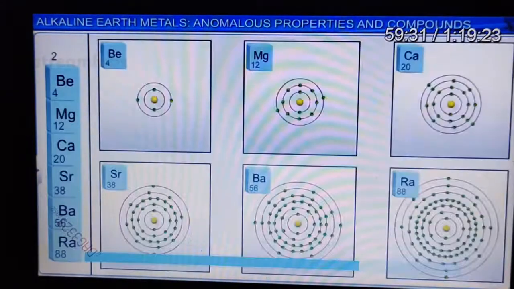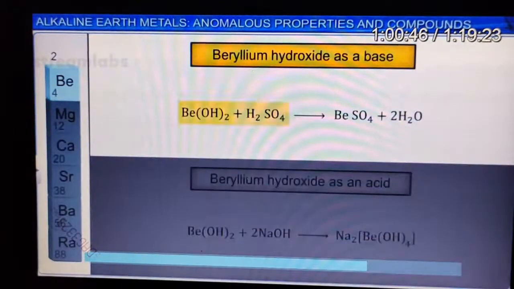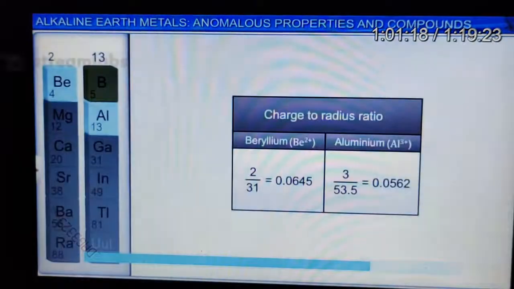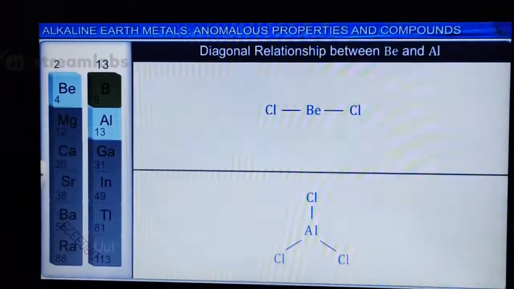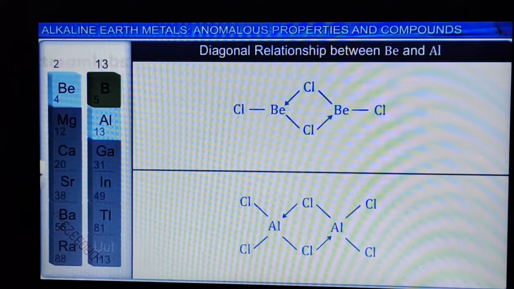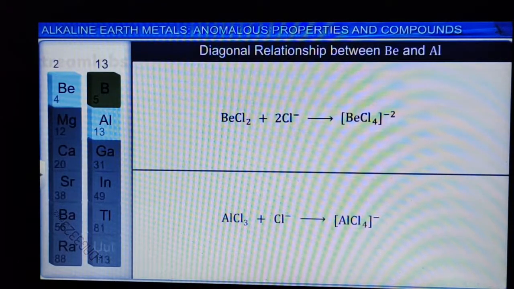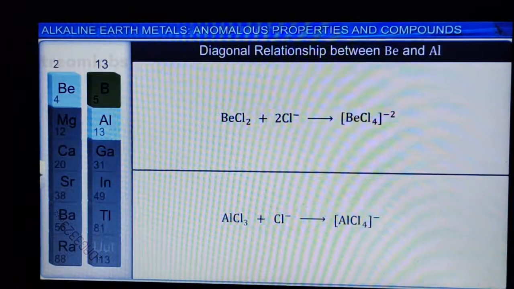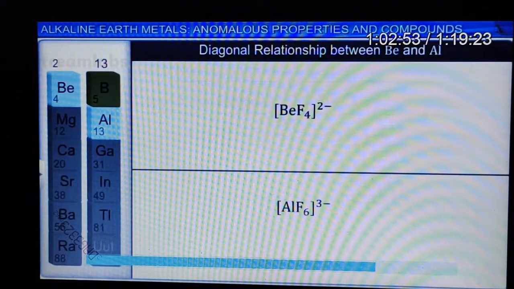Beryllium का anomalous behavior we talked about and all. Charge to radius ratio or simply ionic size of beryllium and aluminium, they form oxides. Both of them are soluble in organic solvents. They form dimer molecules. This तरीके से AlCl3 and BeCl3, two molecules exist together that way. That is called a dimer. This way, so we had discussed.